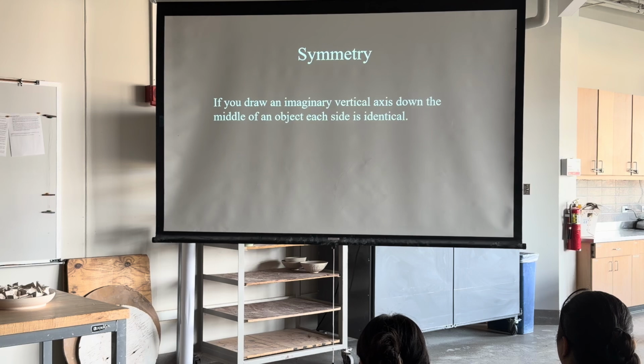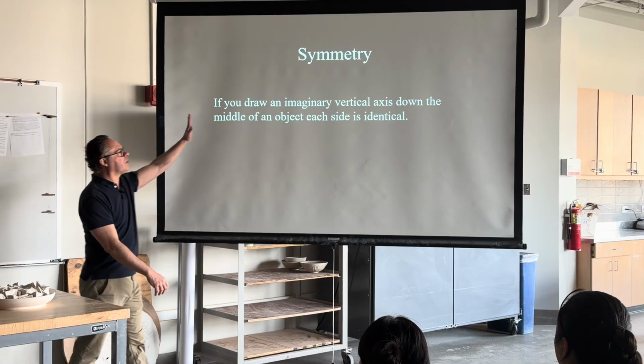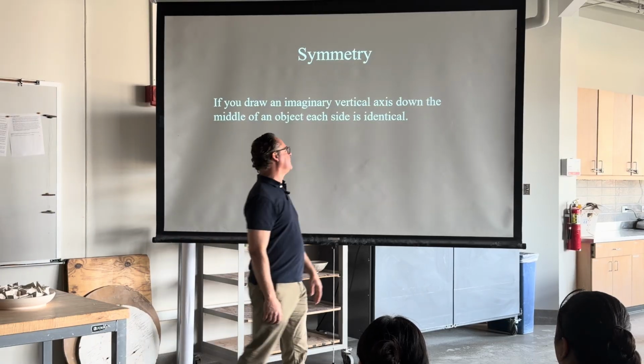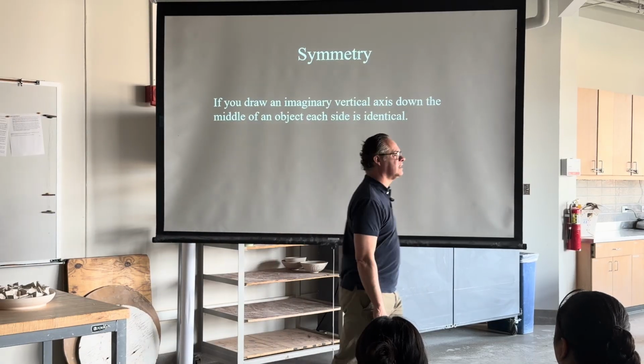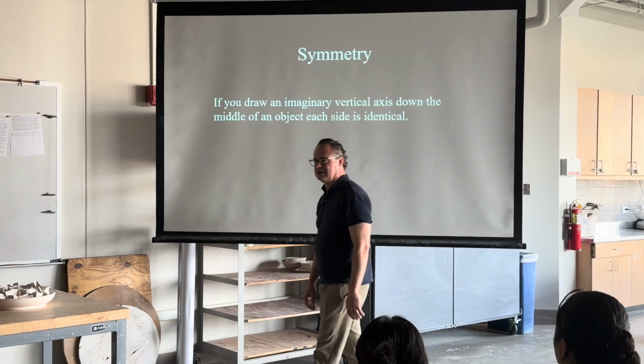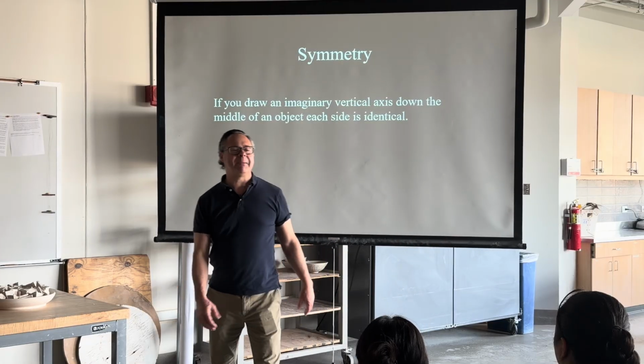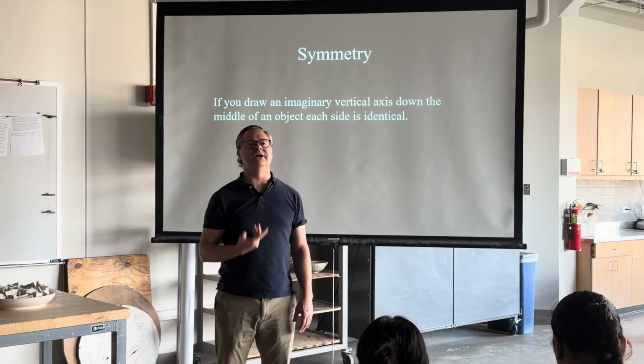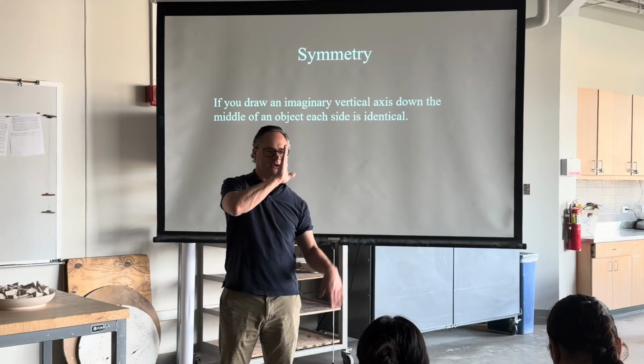All right? Now we're going to talk about symmetry. Now this is the official term. If you draw an imaginary vertical axis down the middle of an object, each side is identical. Well, what does that mean? So basically, if you draw a line in the middle of something, is each side identical, okay?